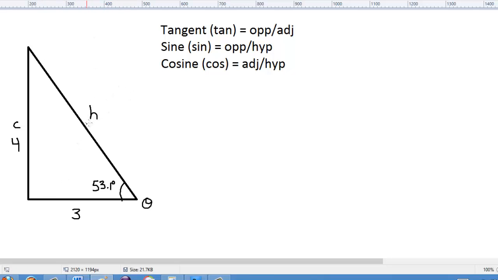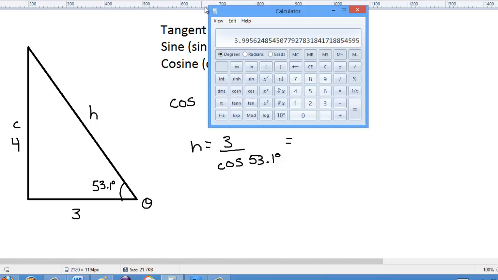What I will do then is use a cosine ratio, so that I know that I have the adjacent, and I need the hypotenuse. So I know that cosine of 53.1 is equal to the adjacent, which is 3, divided by the hypotenuse, h. Then I can resolve this equation to say that h is equal to 3 over cosine of 53.1 degrees. Then I'll pull up my calculator.